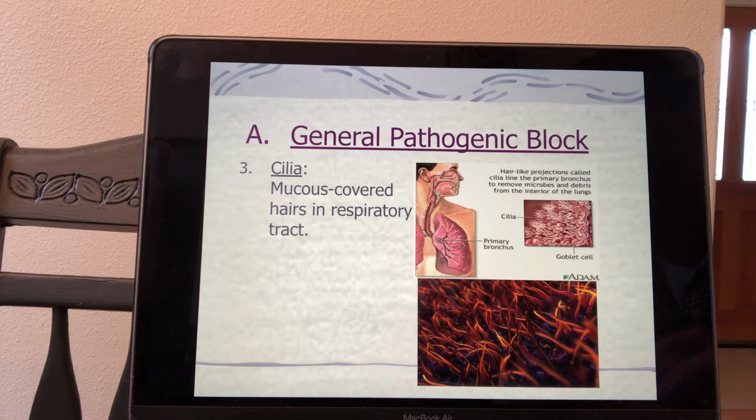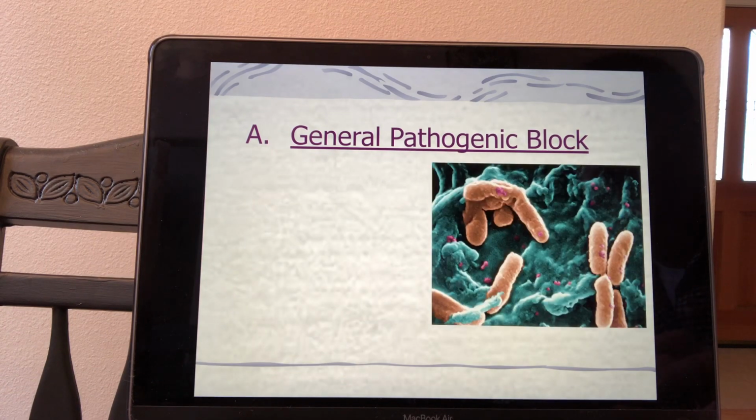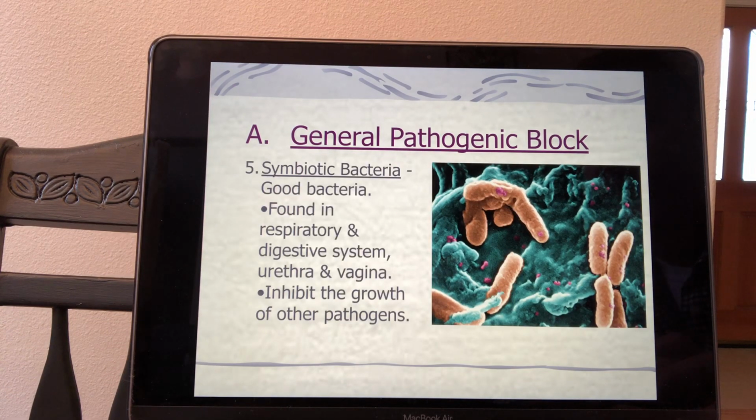And once you swallow those, they tend to go down to the stomach, which was the fourth one. We have gastric juices in our stomach, which tend to have a very low pH and can kill some of these pathogens, not all. And then last but not least, we actually have the good bacteria, which was called symbiotic bacteria.